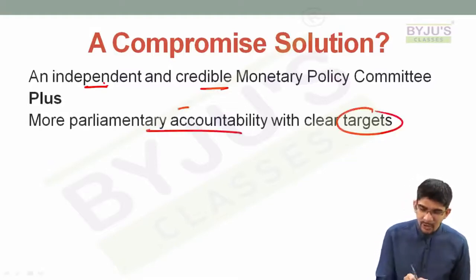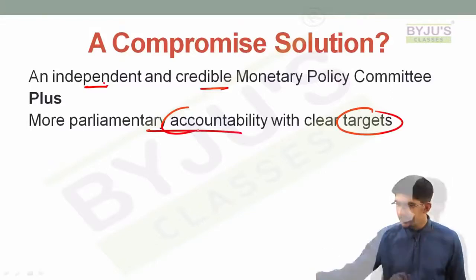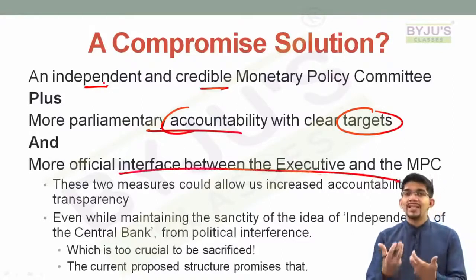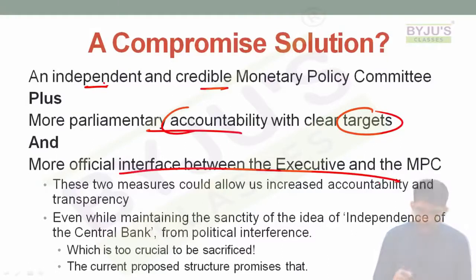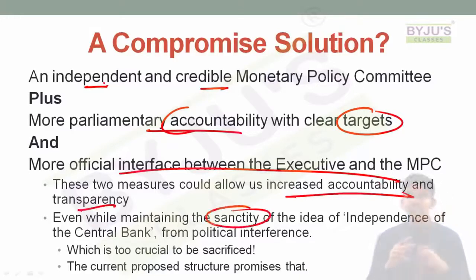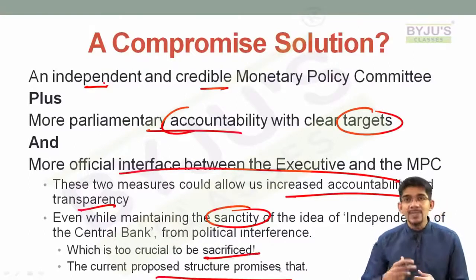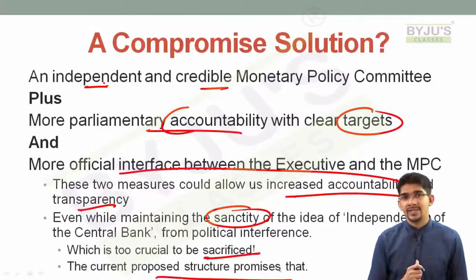So targets and accountability are also required in any kind of compromise solution that we move towards. And a more official interface between the executive and the monetary policy committee could also be useful. So these measures allow us to increase accountability and transparency, even while maintaining the sanctity of the independence of the central bank. As we have seen, that is too crucial to be sacrificed, and the current proposed structure seems to be promising that. So we are going in a positive direction, a very promising direction right now.